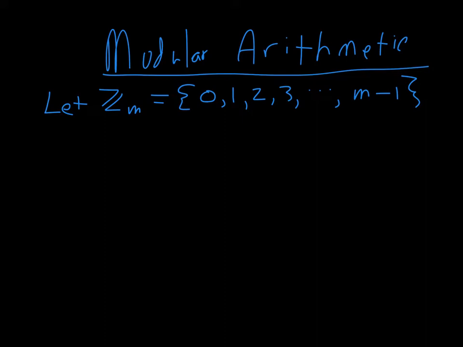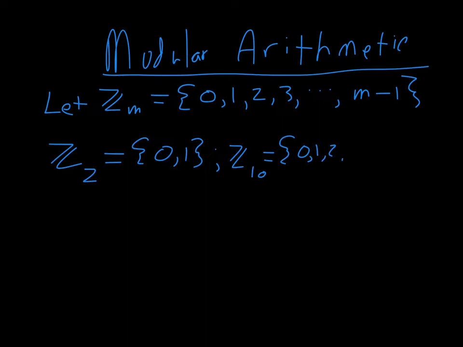For example, Z mod 2, sometimes called Z_2, the integers mod 2. This is going to be equal to the set 0 and 1. Another example, Z_10 would be 0, 1, 2, 3, 4, all the way up through 9.